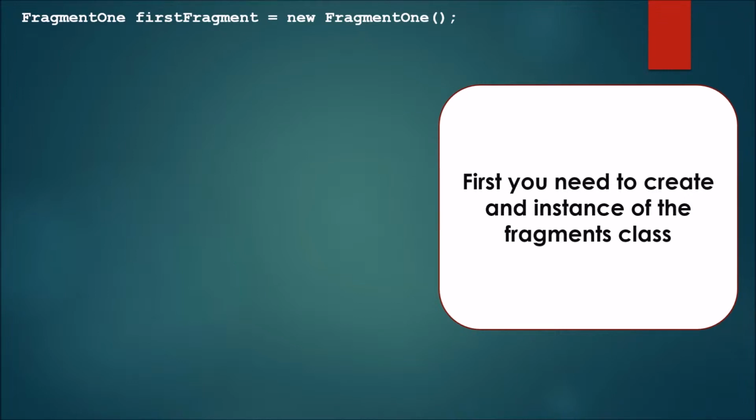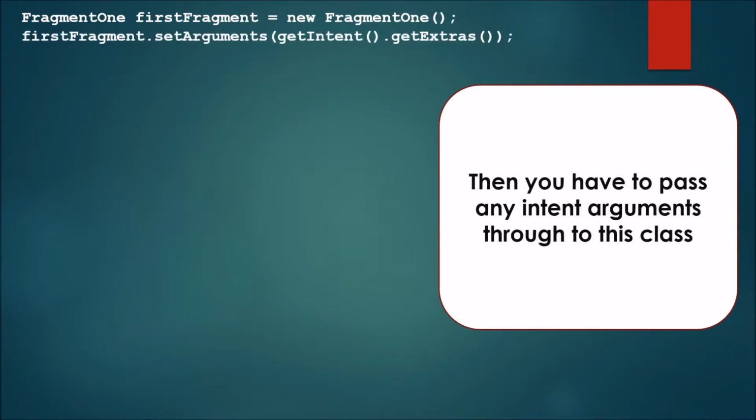It's Fragment1 firstFragment equals new Fragment1. This is an example. First, you need to create an instance of the fragment class. For instance, if you had another class and it was called something else, it wouldn't be Fragment1, it'd be whatever class you've created. The next step is then you have to pass any intent arguments through to this class. And you can see this line, firstFragment.setArguments, and then getIntent, getExtras.